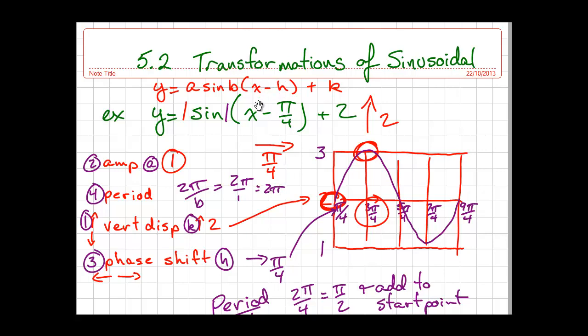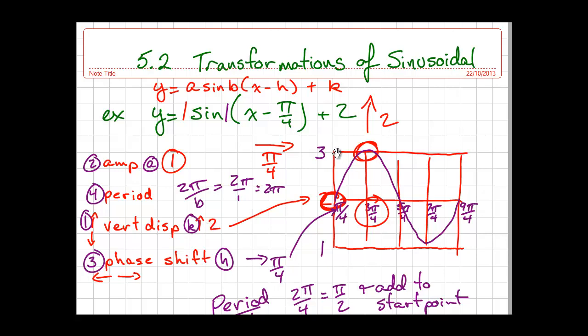We saw in here that we had x minus pi over 4. That's x minus h, so our h value is pi over 4, which shifted our function to the right pi over 4, and it shifted it up 2. So we talked about a vertical displacement of 2.